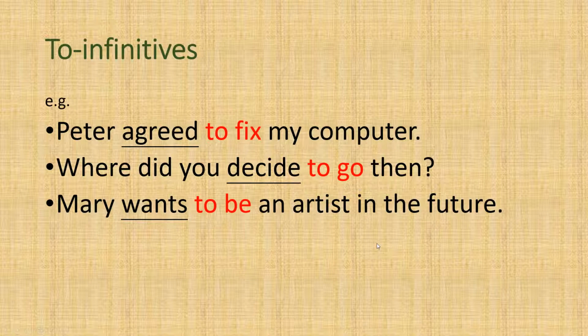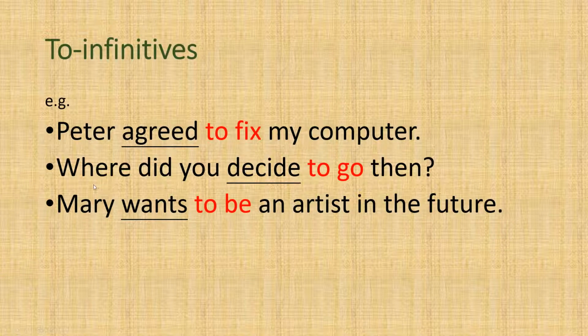Alright, examples. Number one, Peter agreed to fix my computer. Alright, you can see the main verb here, agreed. You need to use to infinitive, to fix. You cannot say Peter agreed fix my computer. This is wrong. Or you cannot say Peter agreed fixing my computer. Again, this is wrong.